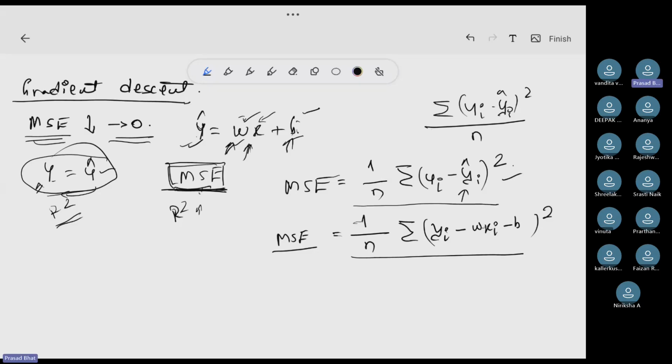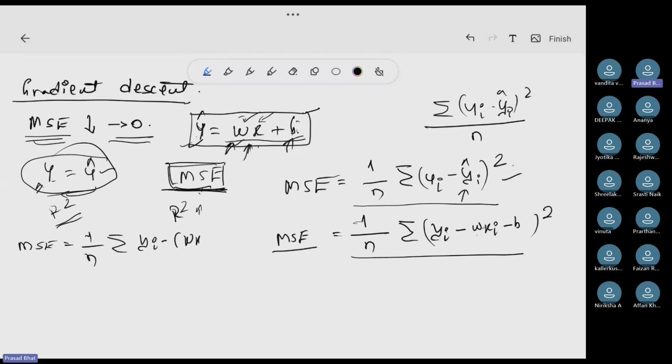And in the place of yi cap, I have replaced the actual model. What is yi cap? We have an equation here, right? This is what I have actually replaced here. So if you want the intermediate step as well, it is nothing but 1 over n sigma yi minus (w xi plus b), whole square, right? I am taking this minus inside the parentheses, and we got this equation. Hope it is clear now.